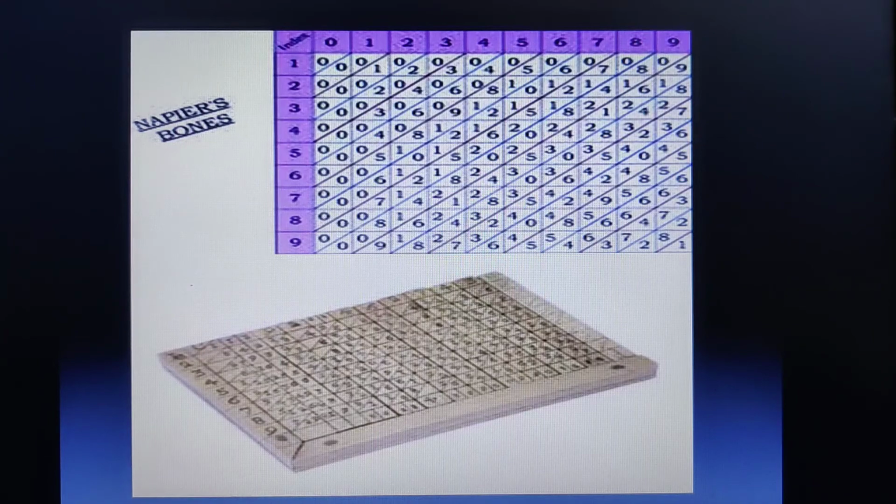So Napier's bones were developed to perform multiplication, and came into existence in 1614 AD, developed by a Scottish mathematician known as John Napier.